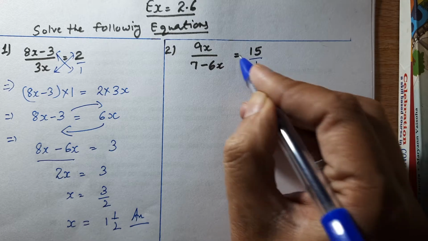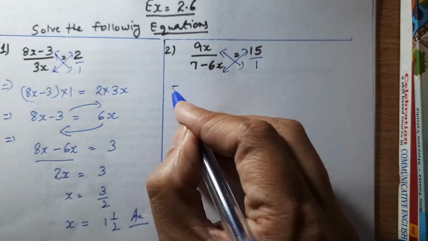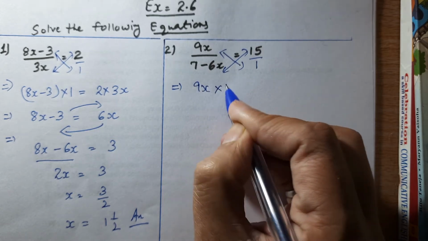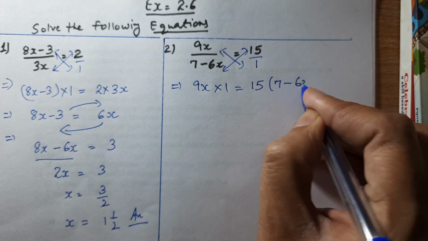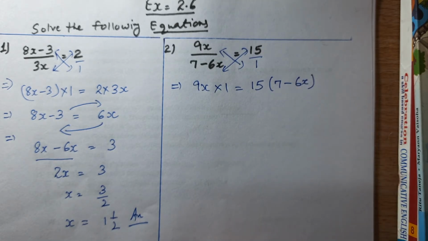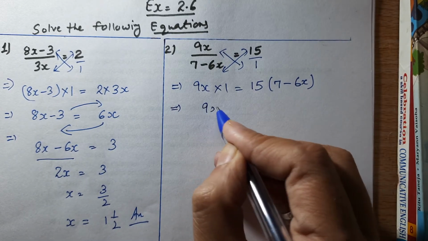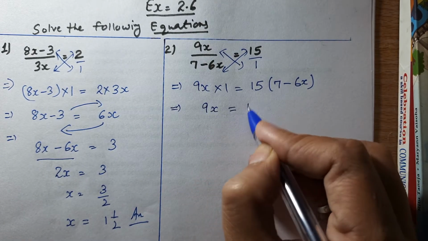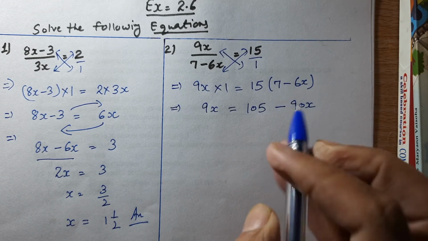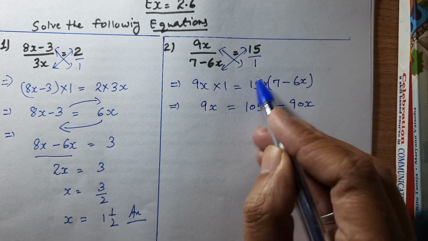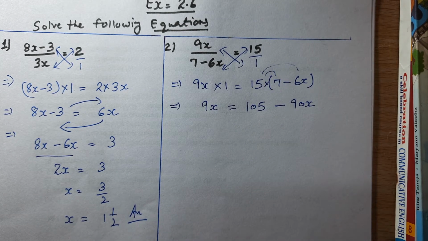Put the denominator 1 and cross multiply. Just see, 9x into 1, 15 into 7 minus 6x. We have put the bracket so that we can multiply each term. 9x into 1 is equal to 9x. 15 into 7 is 105. 15 into 6 is 90x. Because 15 is in multiplication, it will be multiplied with both the terms. Clear, my dear children?